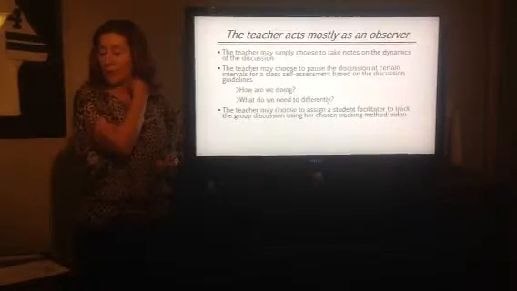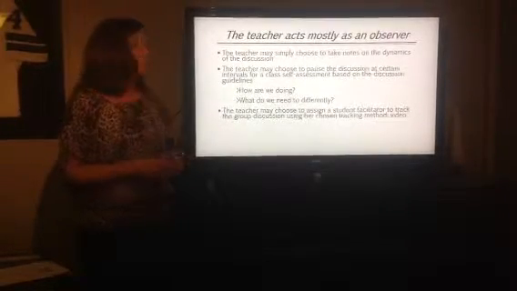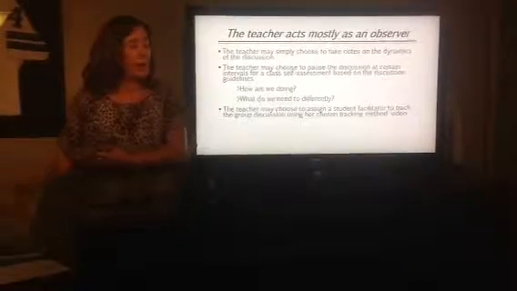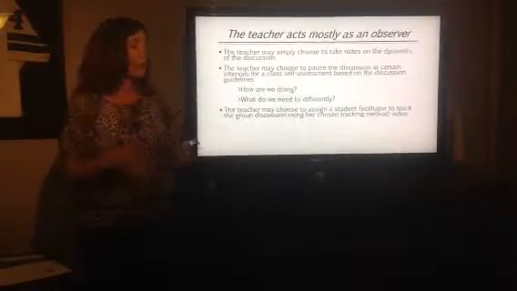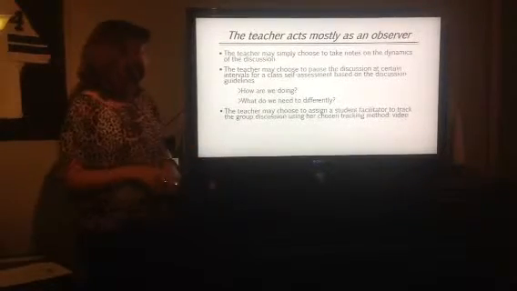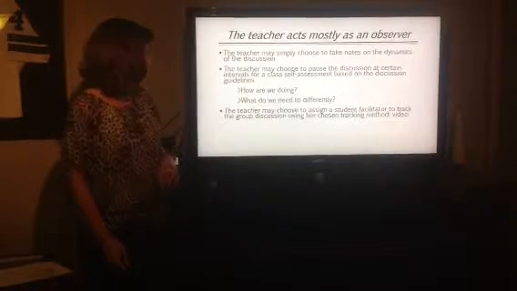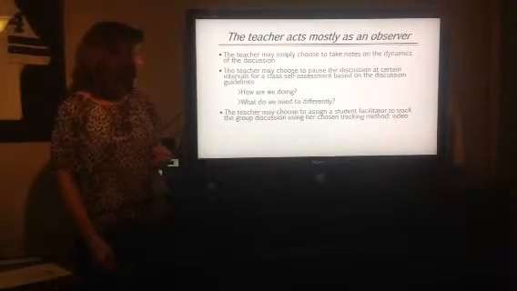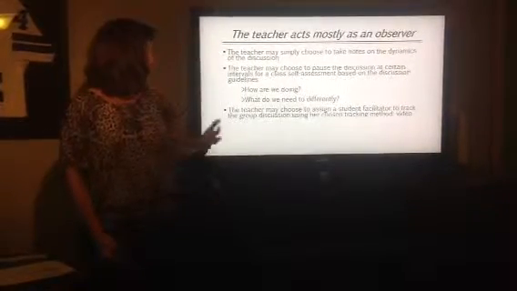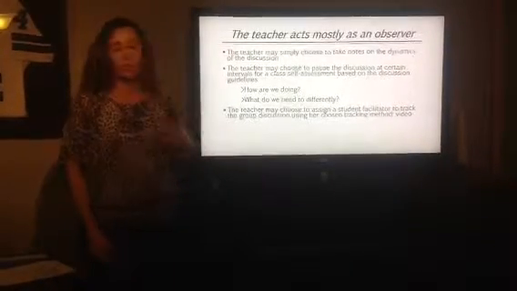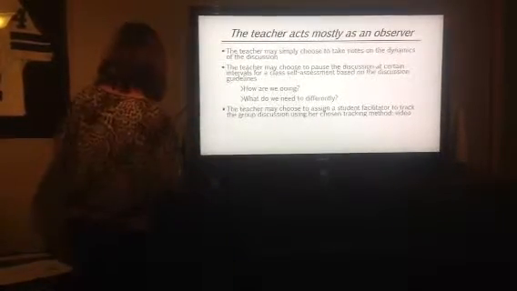We do have the option, of course, to pause the discussion at certain intervals. If the discussion is going way off track, we might want to bring it back to the group as a whole and do a self-assessment. Decide how we are doing. How are we doing? What do we need to do differently? Another option could be that the teacher could assign a student facilitator to track the group discussion using her chosen tracking method. And the next video I'm going to show you is an example of that.